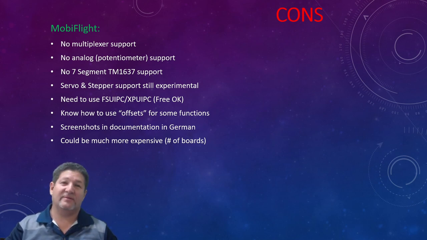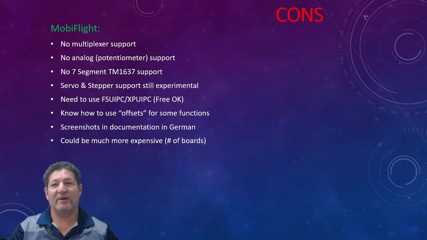All right, and now probably one of the number ones, which is directly related to the first one, which is no multiplexer support, is that it could be much more expensive because of the number of boards you have to use. Because if you want to make a pretty complicated cockpit, I saw on one of their forums, or on the website itself, it said that for a full complex cockpit, like for an airliner maybe, they expect that you could need 30 to 40 Arduinos. So let's just say you're able to get cheap Arduinos and you get them for $20 each, and let's say on the low end you need 30 of them, that's $600 of Arduinos, if I'm doing my math correctly.